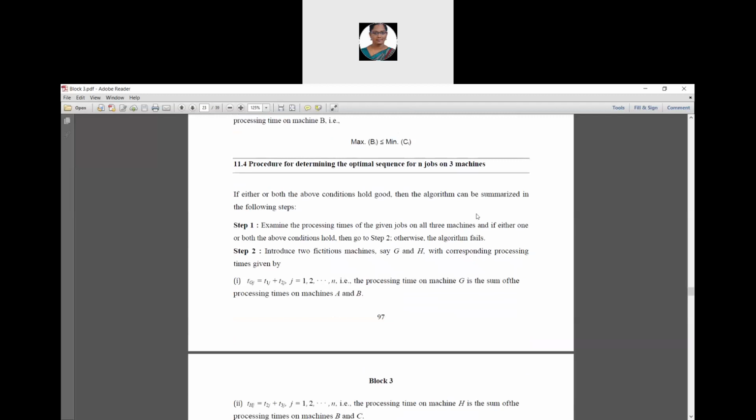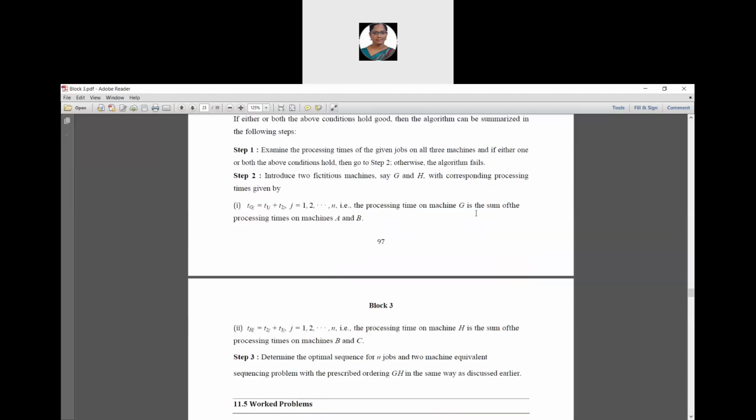If either or both of the above conditions hold good, meaning the conditions are satisfied, either both conditions or any one of the conditions, then the algorithm can be summarized in the following steps. Step 1: we have to examine the processing times of the given jobs on all three machines, and if either one or both of the above conditions hold, then go to step 2. Otherwise, the algorithm fails.